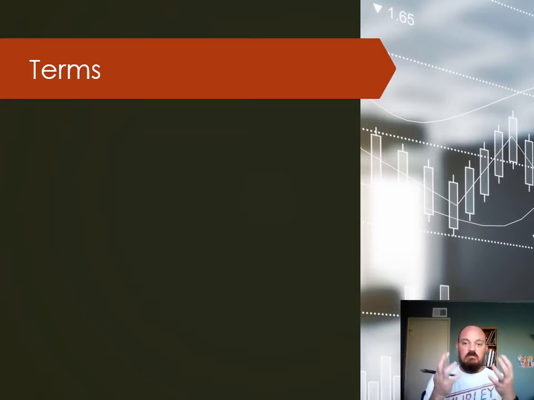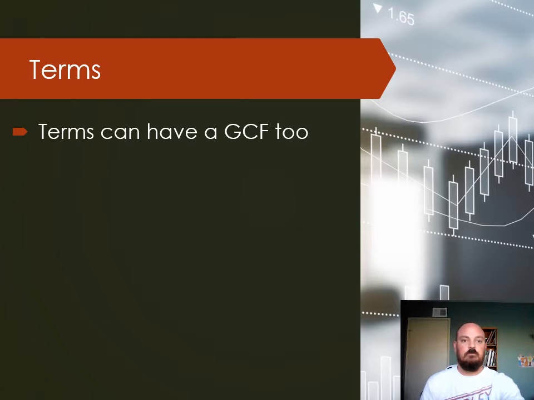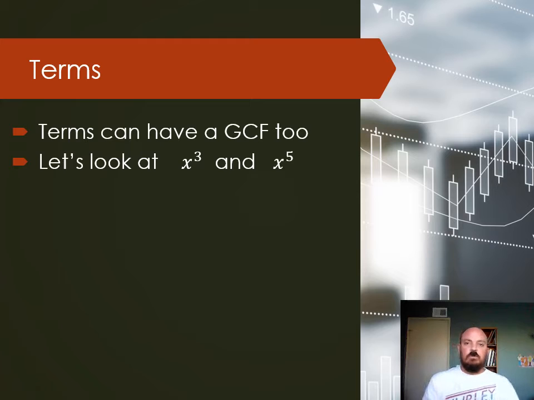So your term might have a number part in front of it and then a variable part, and it could have more than one variable in it. So the idea is these terms also have a greatest common factor. Now we already know how to do the number part, so let's focus on the variable part. Let's say we had two terms, x to the third power, or x cubed, and x to the fifth power, and we wanted to see what the greatest common factor is.